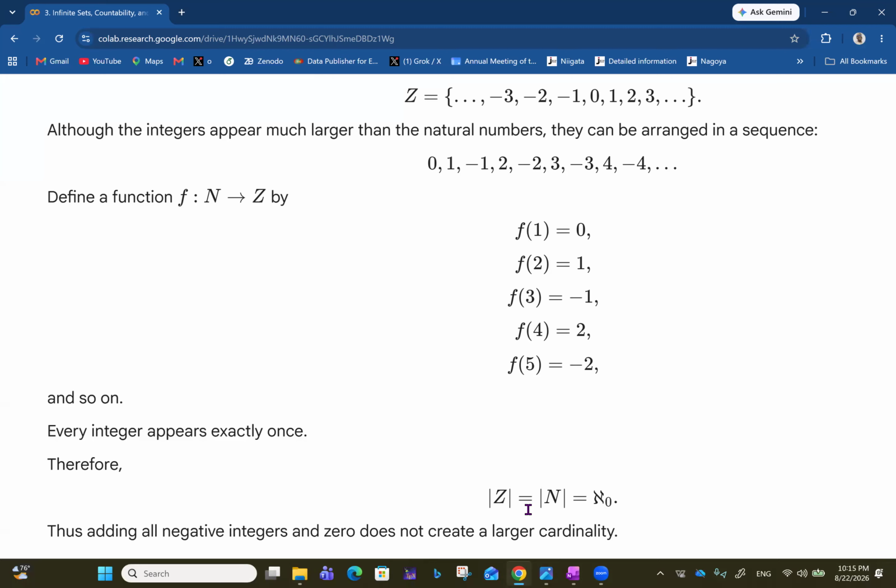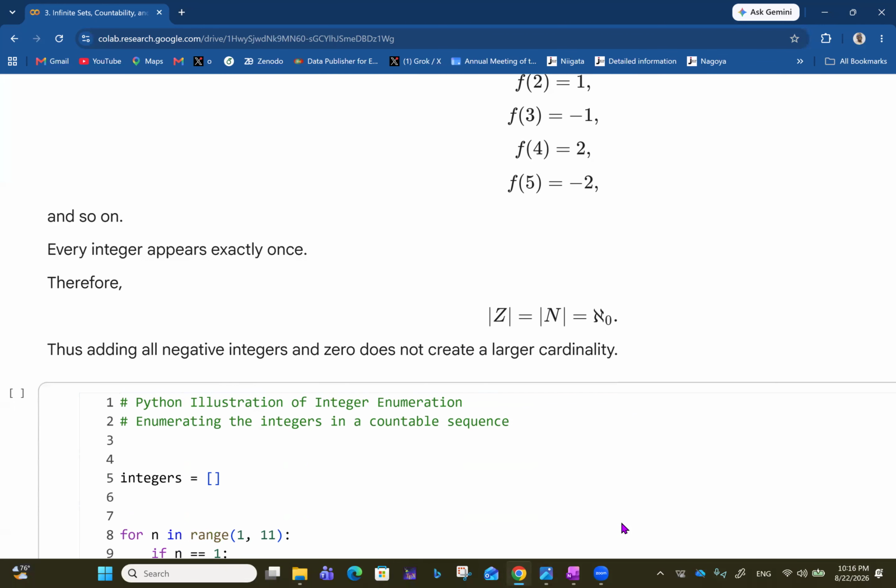So therefore, we can say that the cardinality of the set of integers is equal to the cardinality of the set of natural numbers because of the bijectivity, and that is equal to aleph 0. Thus, adding all negative integers and 0 does not create a larger cardinality.